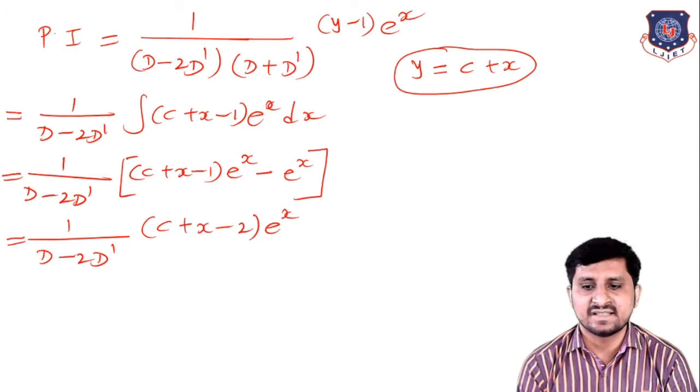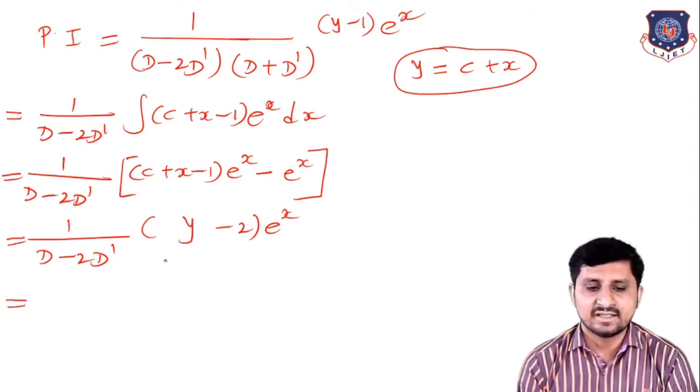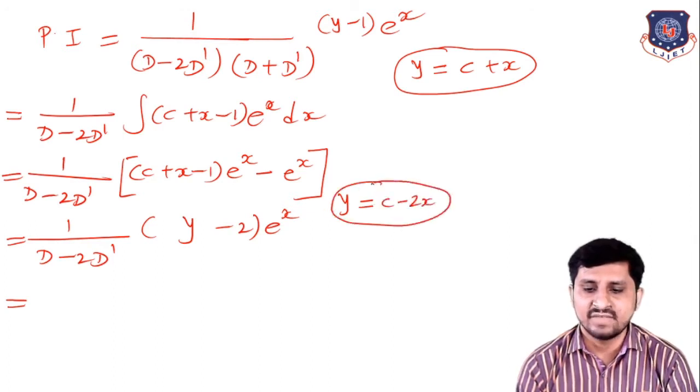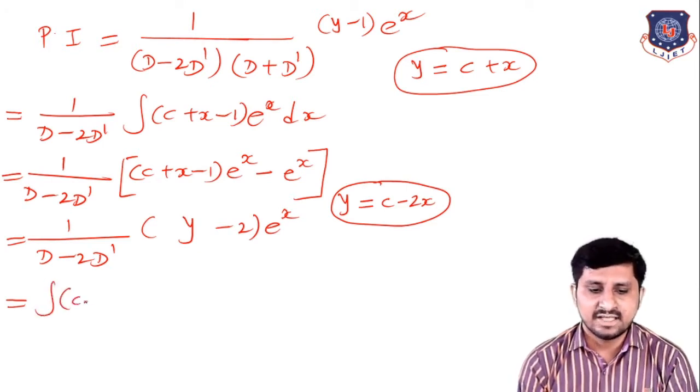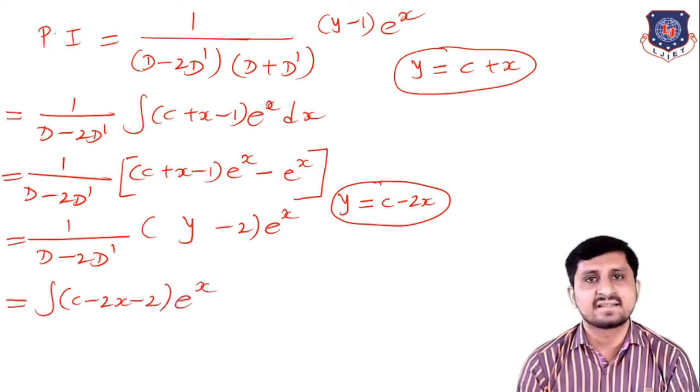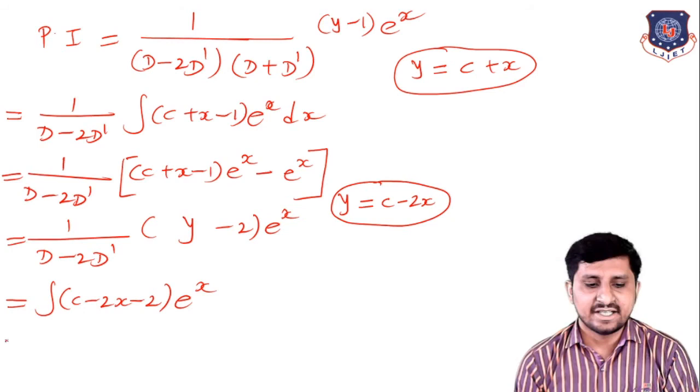Okay, and now replace c plus x. Instead of c plus x, I can write y. So this is y minus 2 into e raised to x. Now once again operate this function d minus 2d dash. So for that we have to write, instead of y we have to write c minus 2x. Okay, we have to write c minus 2x. So that's why integration c minus 2x minus 2 e raised to x, and now once again integration by parts.